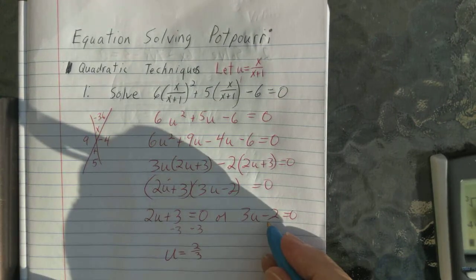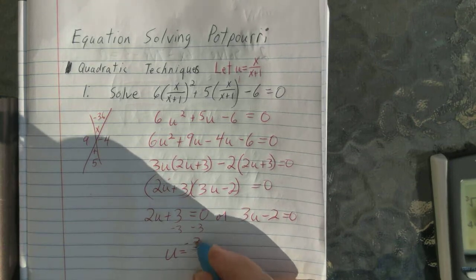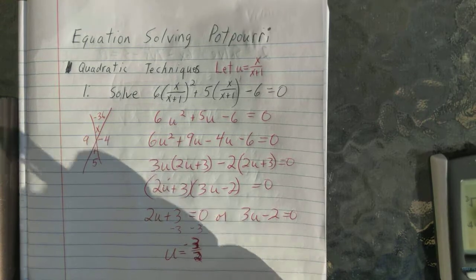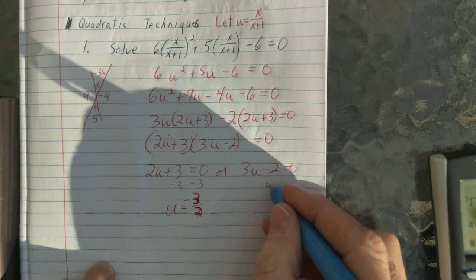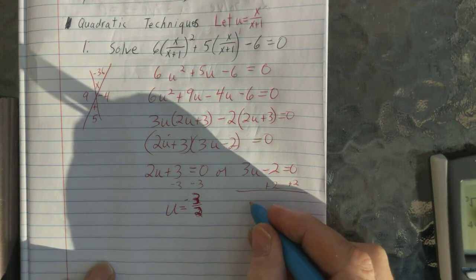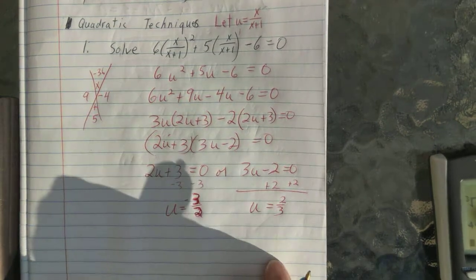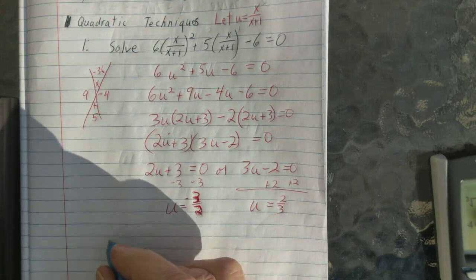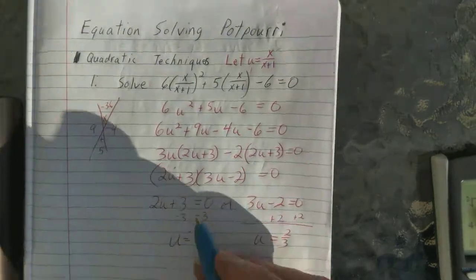And no, it's negative 3/2. That's probably why I should write out the steps. And then when I add 2 and then divide by 3, I'll get u as 2/3 here. Alrighty. Now remember, now it's time to put what u is equal to back in.